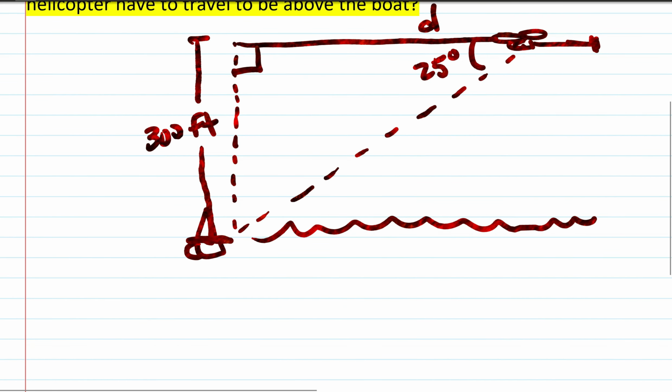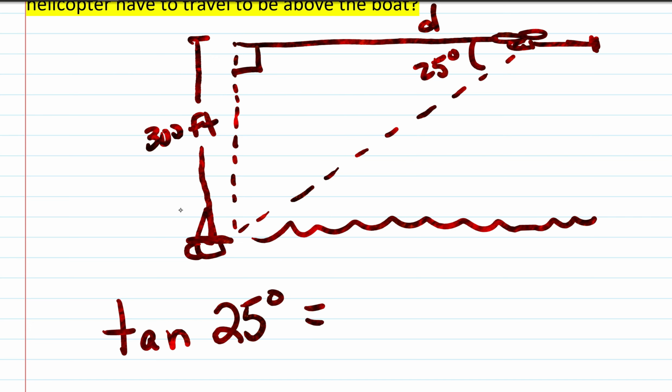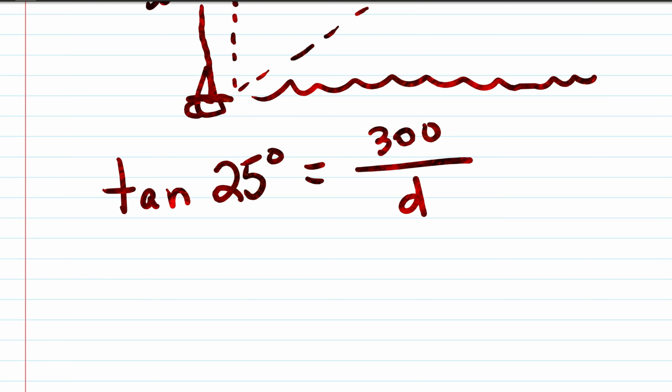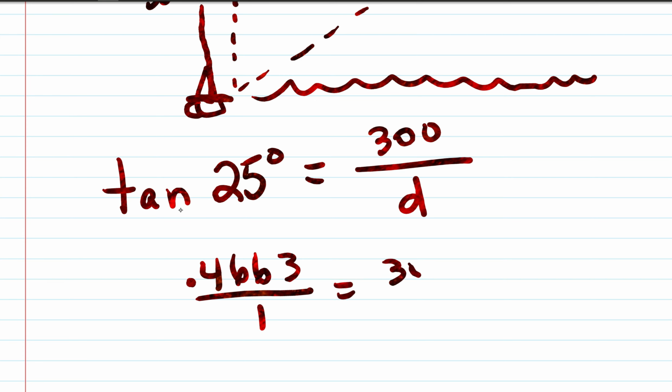Looking at this situation, I can use the opposite and the adjacent side, so I'll use tangent. The tangent of 25 degrees is equal to the opposite, which is 300, over the adjacent, which is the unknown, the letter D. After plugging in for the tangent of 25, we'll get 0.4663. Putting it over 1 equals 300 over D.